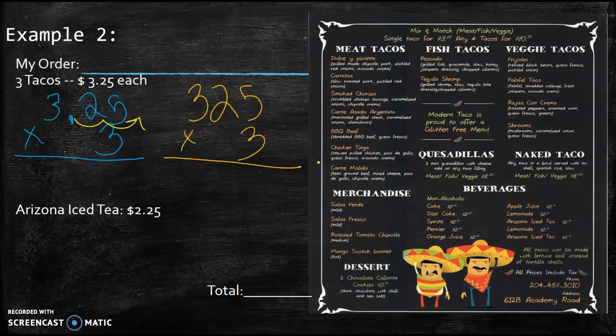All right, so here we go. 3 times 5 is 15. Carry your 1 over. 3 times 2 is 6, plus 1 is 7. 3 times 3 is 9. Now, I am not going to be spending $975 on tacos. Come on now. I love tacos, but I don't love them that much.